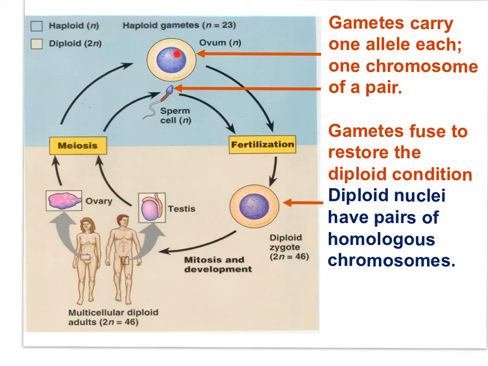Gametes carry one chromosome of a homologous pair due to meiosis. Thus, with only one chromosome of a homologous pair, gametes only carry one allele of each gene. Gametes fuse to restore the diploid condition. Diploid nuclei have 2 alleles for each gene because they have pairs of homologous chromosomes.